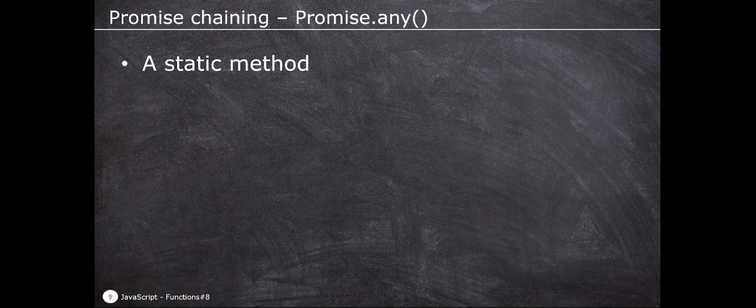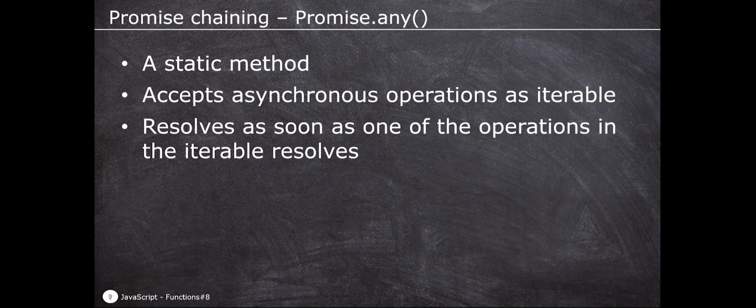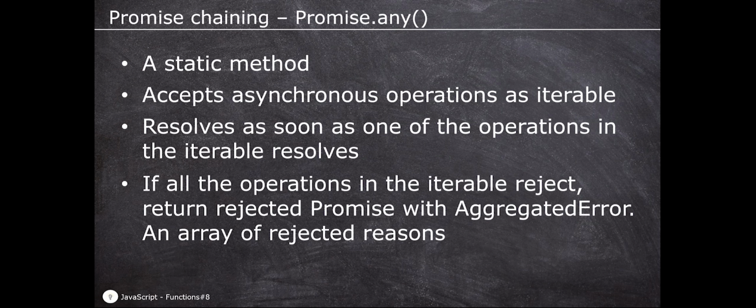The Promise.any method is also a static method that handles multiple asynchronous operations passed as an iterable to the function. This function returns a new promise object with the value of the first resolved promise. When all of the asynchronous operations reject, this function returns a new promise object with the aggregate error object, which contains an array of the rejected reasons.